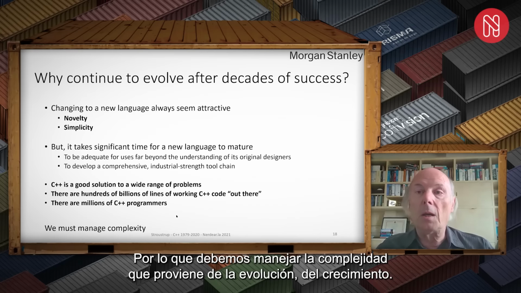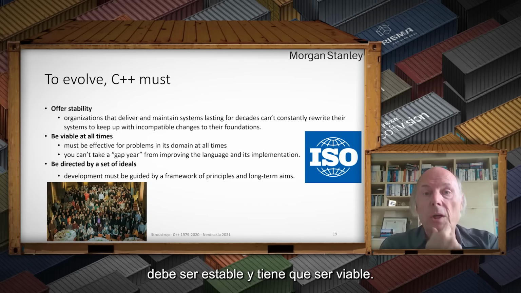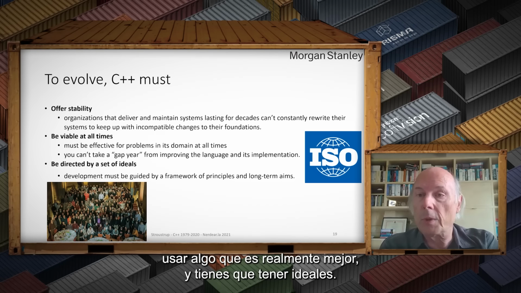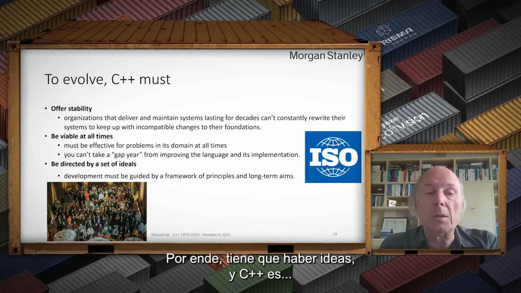So we have to handle the complexity that comes from evolution, from growth. And so to successfully evolve, C++ must be stable, and it has to be viable. It can't just take 5 years out to produce something that is really much better. And you have to have ideals, otherwise it's unguided. Unguided growth is very dangerous in this field. So there has to be ideals.